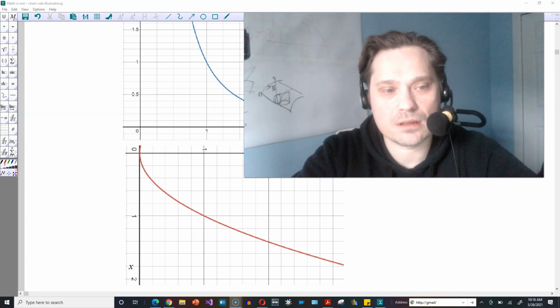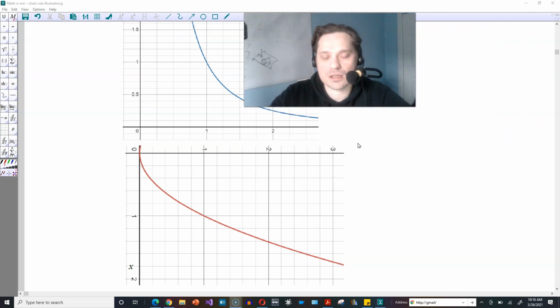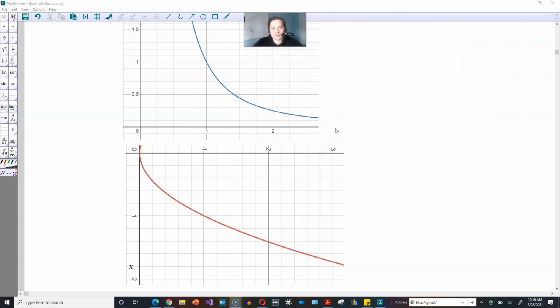Welcome friends, in this one let's delve into some of the graphical underpinning behind the chain rule. We're going to use these two graphs. What are these two graphs and why are they arranged this way? Well, this graph right here, this is just following. We'll call it 1 over u.